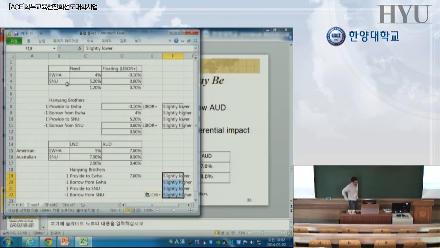But instead, you can ask EYU to please borrow money for you at 5%, right? And of course, you are willing to pay a slightly higher rate than this. And then you go to SNU and say, okay, if you have to borrow money at 7% in the US market, then I'll pay a lower rate in the US market than that. And instead, you can borrow money from SNU in the Australian market at 8%.